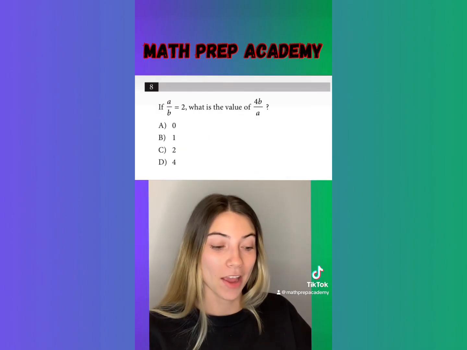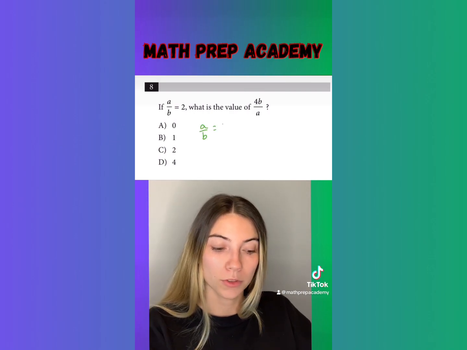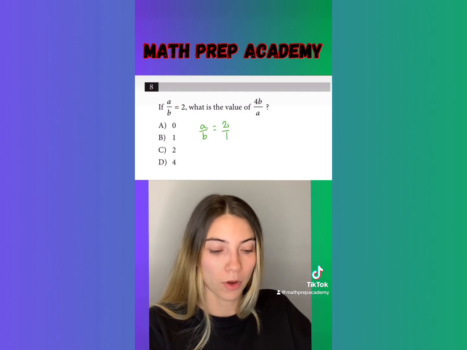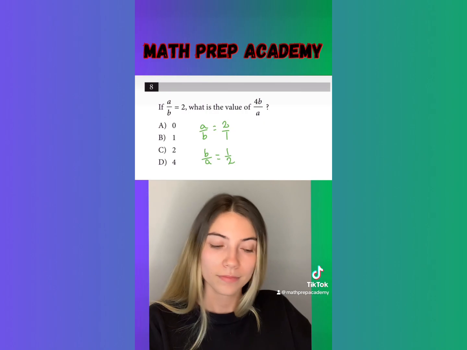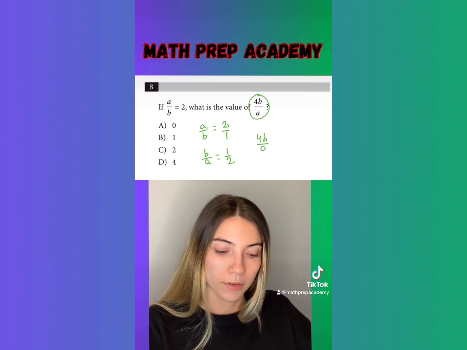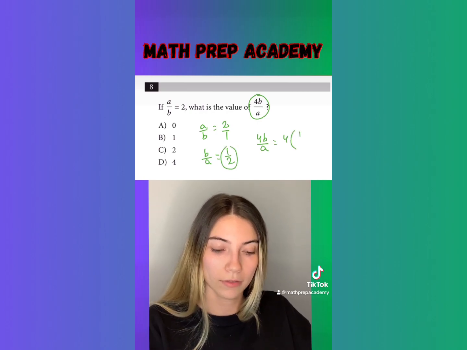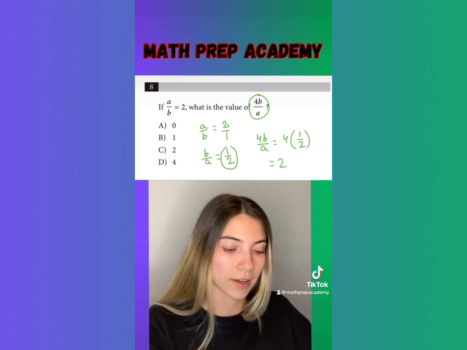How would you answer these questions right here? Well, they tell us that a over b is equal to 2. So if a over b is equal to 2, 2 is the same as 2 over 1, so b over a is going to be equal to 1/2. So now, what is the value of 4b over a? Well, that's going to be 4 times b over a, which was 1/2. So what's 4 times 1/2? 4 times 1/2 is 2. And our answer is right here.